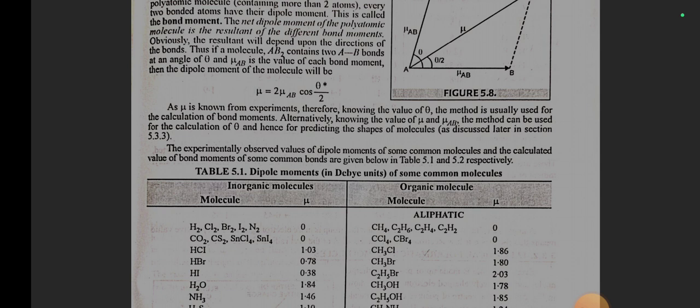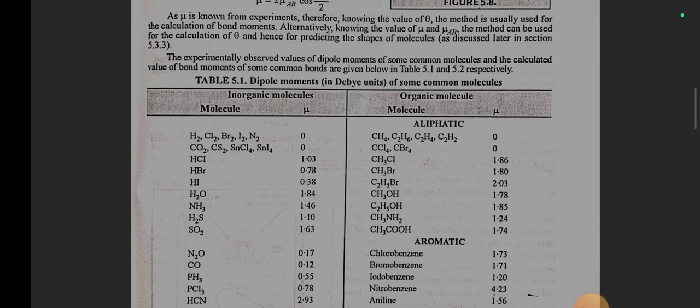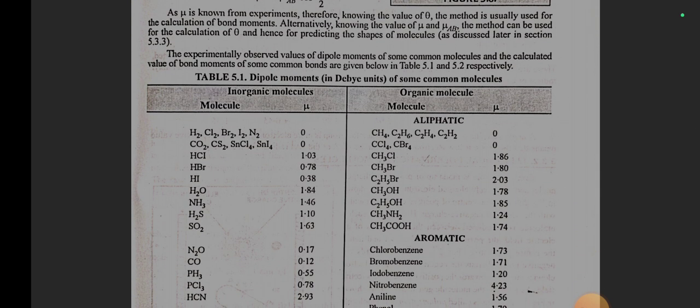Alternatively, knowing the values of mu and mu AB, the method can be used for the calculation of theta and hence for predicting the shapes of molecules. The experimentally observed values of dipole moment of some common molecules and the calculated values of bond moments of some common bonds are given below.